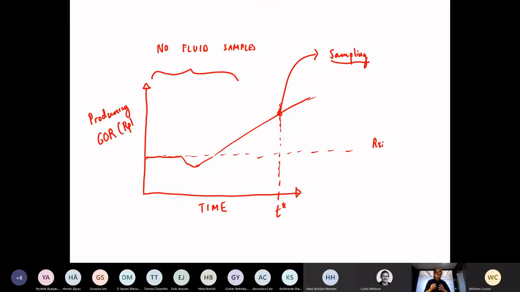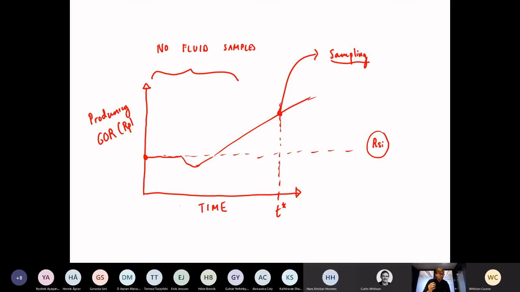And we would like to have a methodology, computationally or in the lab for that matter, to reconstruct at least our best estimate of the in situ reservoir fluid composition. So the reservoir fluid composition that's represented by this initial solution GOR, Rsi.